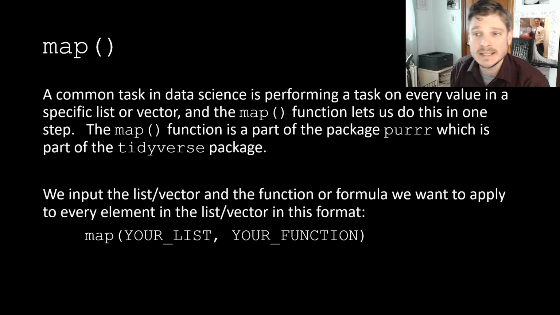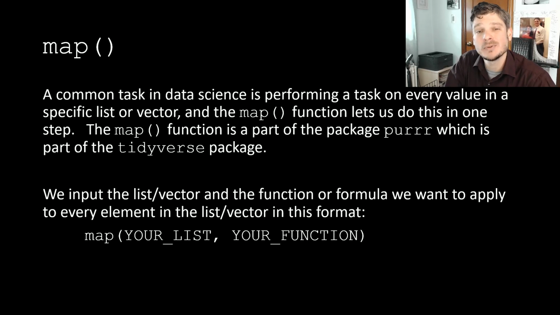So first of all, what does the map function do? Why is it a very useful function to use in data science? The idea is that the map function lets us take a list or a vector and perform the same function, or even write a formula and perform the same formula, on every single element in that list or in that vector. The map function is part of the purrr package, which is part of tidyverse. So if we load tidyverse, we automatically will have the map function as well.